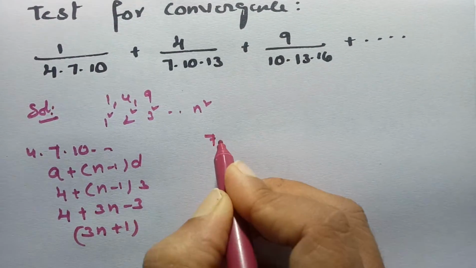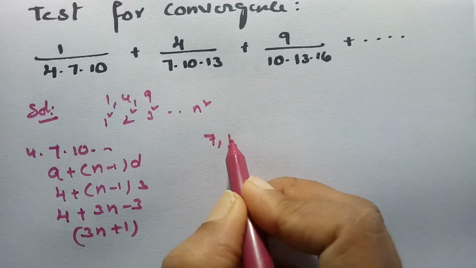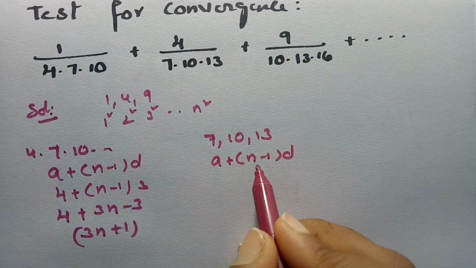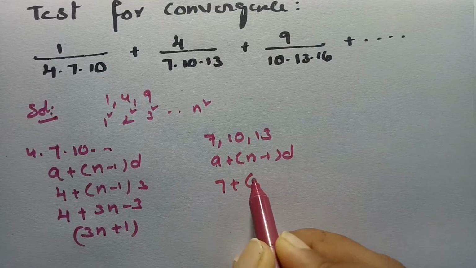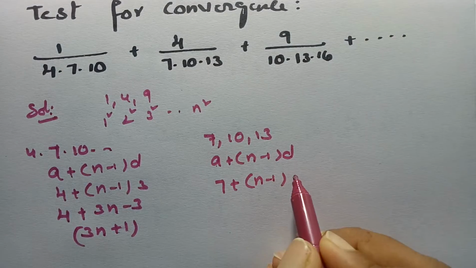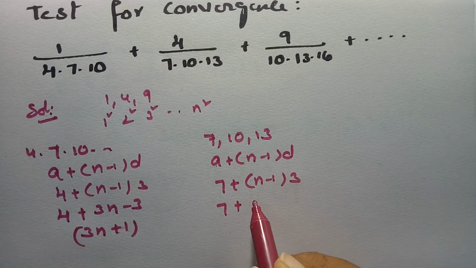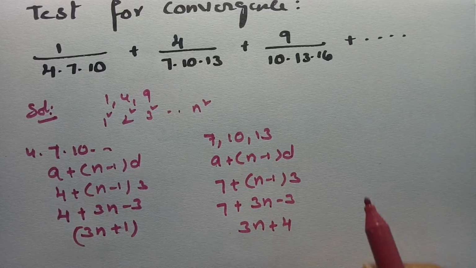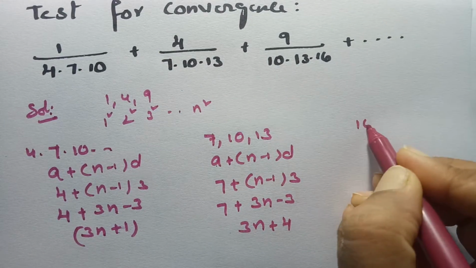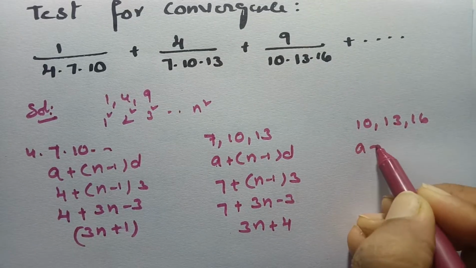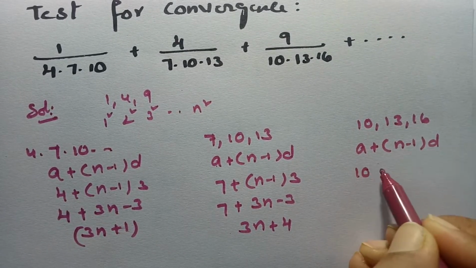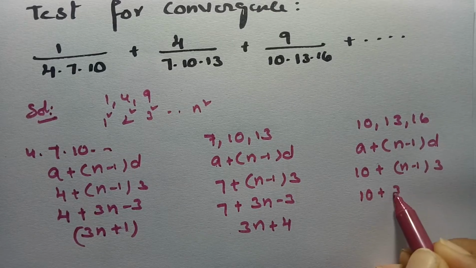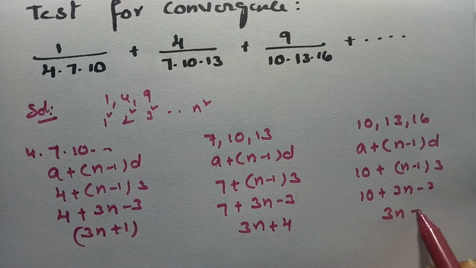Similarly, for the second terms 7, 10, 13, we use the formula a plus n minus 1 into d, where a is the first term and d is the difference, 10 minus 7 is 3. Then it is 7 plus 3n minus 3, which is 3n plus 4. For the third terms 10, 13, 16, a is 10 and the difference is 13 minus 10, which is 3. So 10 plus 3n minus 3 is 3n plus 7.